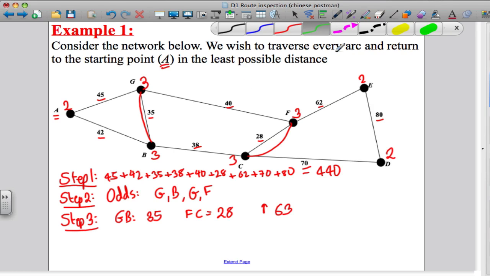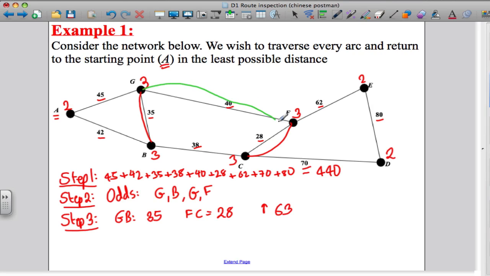What are the other options available? Well, he could go GF instead. He could go GF, which would add an extra 40, in which case he would have to retrace BC, which would be an extra 38. That would add an extra 78 to the graph.